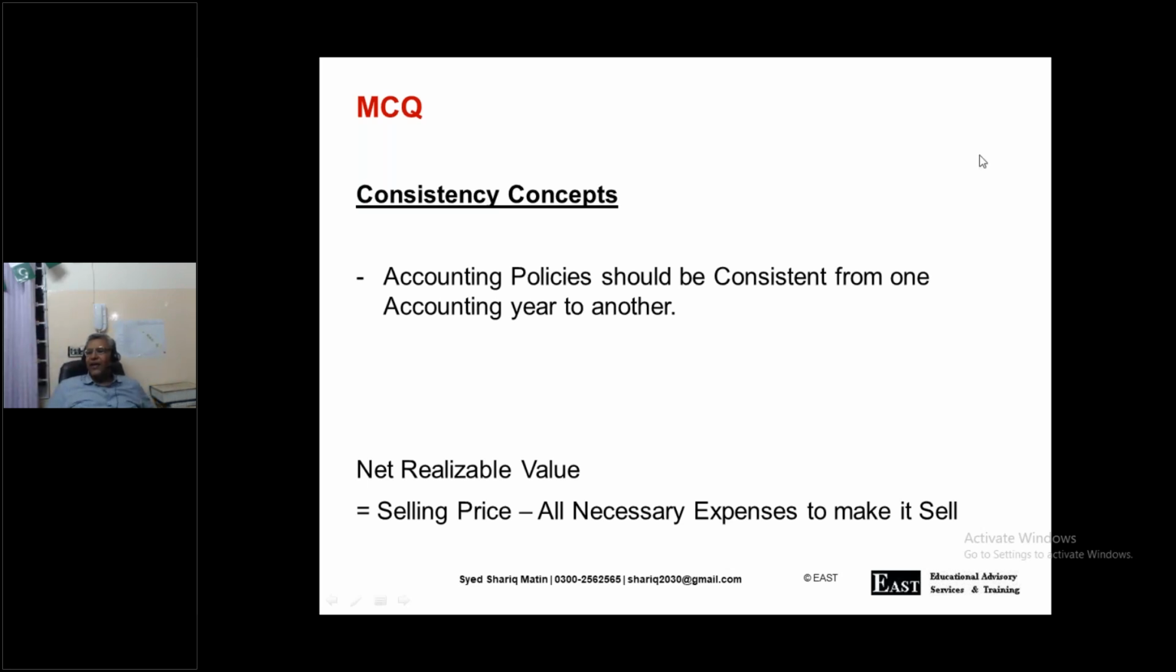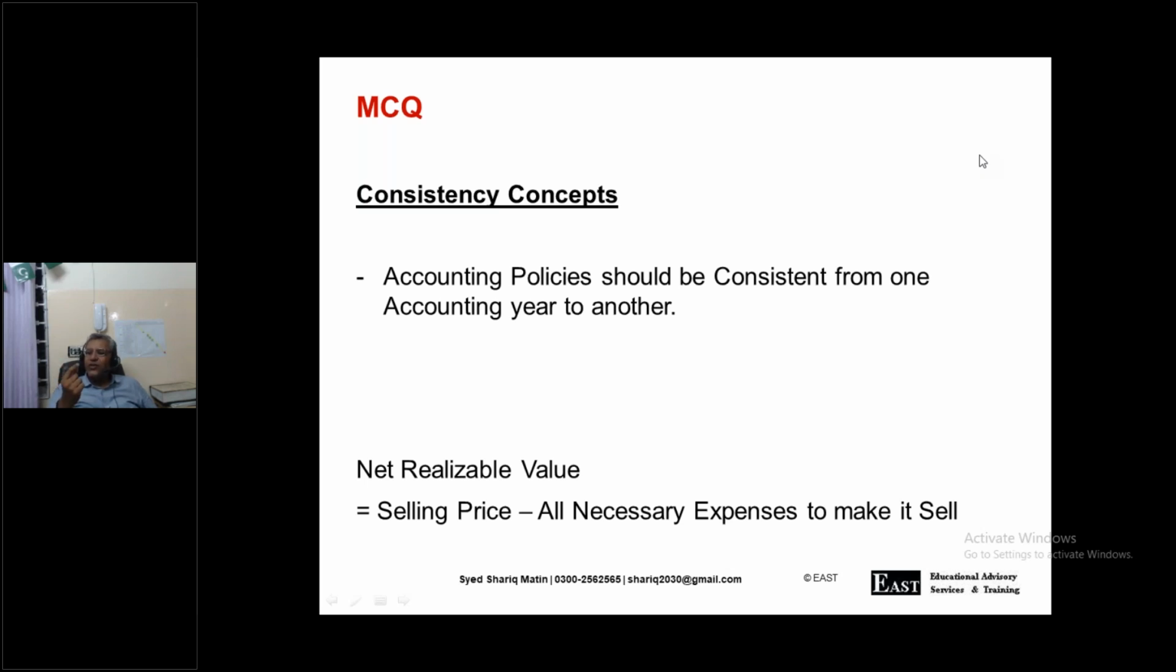Okay, that's good. I mean, you gave the right answer. Now coming to the consistency concept. The consistency concept says that the accounting policy should be consistent from one accounting year to another. And we said, like, accounting policies of depreciation. You can charge depreciation in more than two ways, but let's restrict ourselves to two today. One is straight line and the other one is reducing balance.